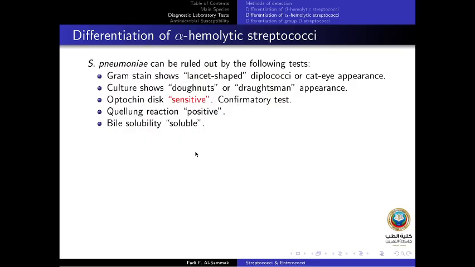Another test is bile solubility. Streptococcus pneumoniae is soluble, and we do this test by placing 1 to 2 drops of 10% sodium deoxycholate on well-isolated colonies. If you remember, the streak plate is a good technique to get these isolated colonies. Then you incubate the plate at 37 degrees centigrade for 30 minutes, and then we examine the colonies. If there is lysis of the colonies, this indicates a positive result.